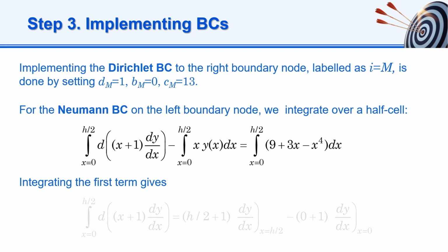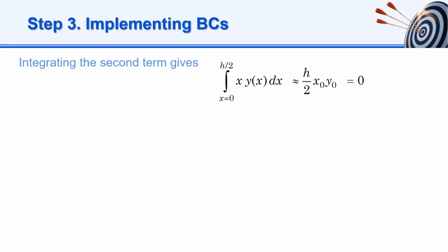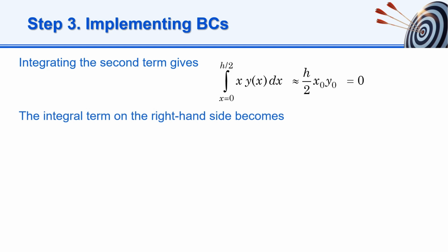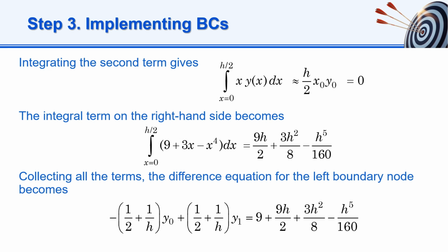Integrating the first term gives the first derivative at x equals h over 2, approximated with the central difference formula. The derivative at x equals 0 is the left boundary condition, which can be readily substituted. Integrating the second term gives the third integral term on the RHS becomes collecting all the terms, the difference equation for the left boundary node becomes.